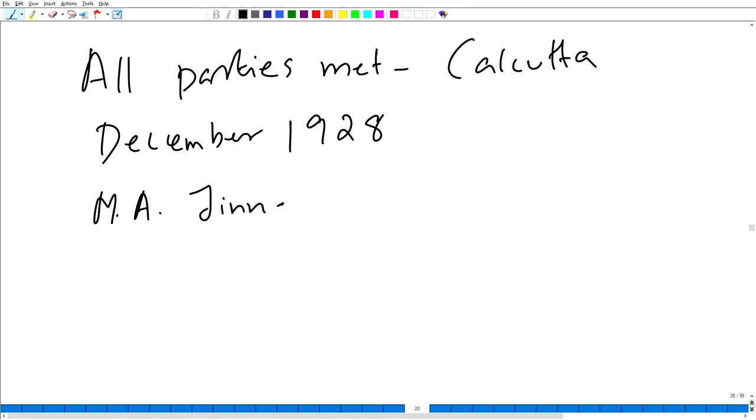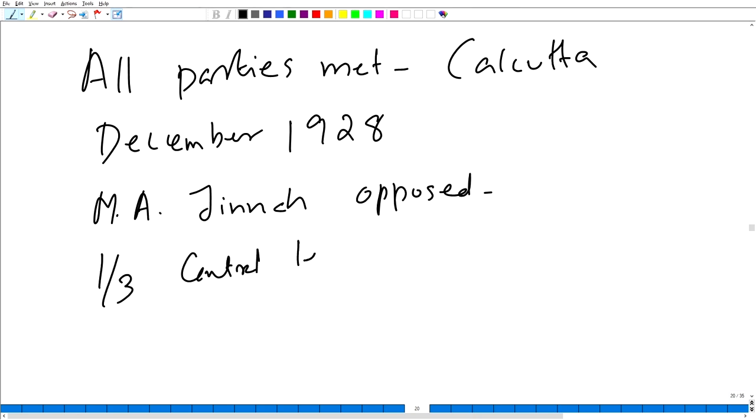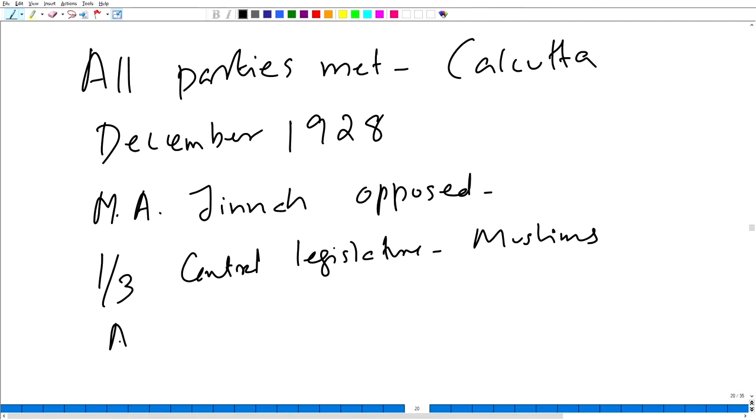Muhammad Ali Jinnah opposed the Nehru report. He demanded that 1/3 of the seats in the central legislature should be reserved for the Muslims. But it was not acceptable to the Indian National Congress. Hence, Muhammad Ali Jinnah left the All Party meeting convened at Calcutta in December 1928. He joined with the group led by Aga Khan and Muhammad Shafi.